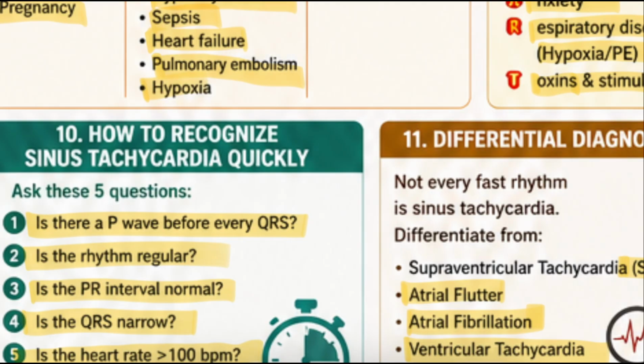The main causes we can say are fever, pain, anxiety, exercise, anemia, hyperthyroidism, hypovolemia, sepsis, pulmonary embolism, and breathing related problems. Okay, so these are the things. So today we learned how to differentiate normal sinus rhythm from sinus tachycardia. Using this simple 5-step approach, we can interpret it properly.